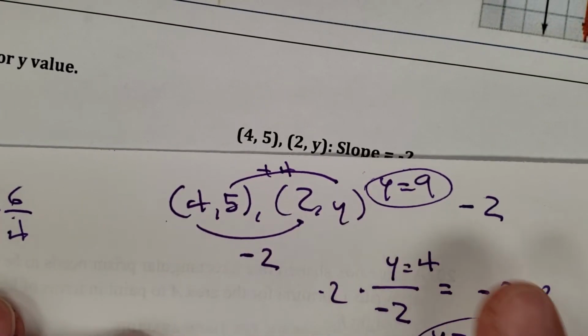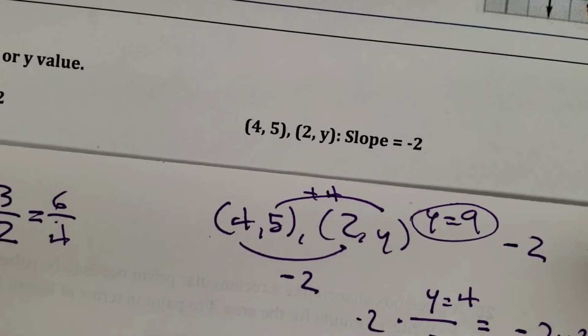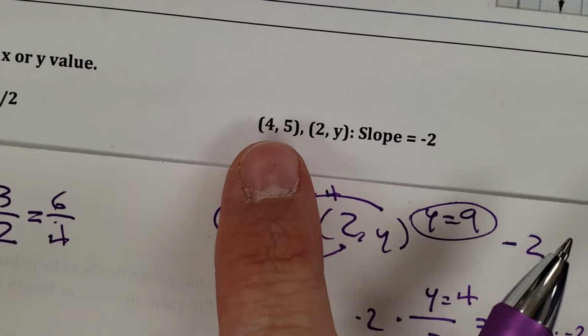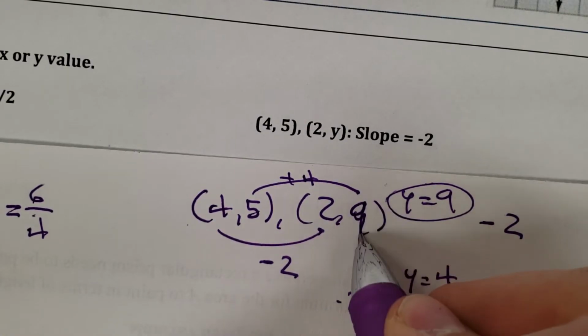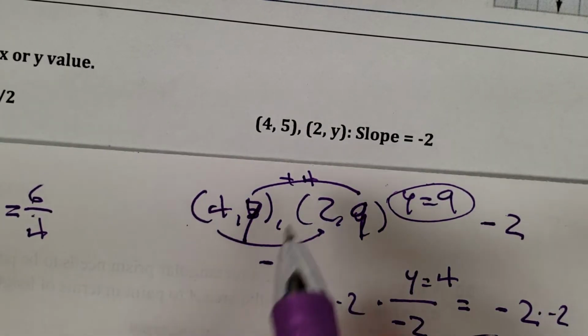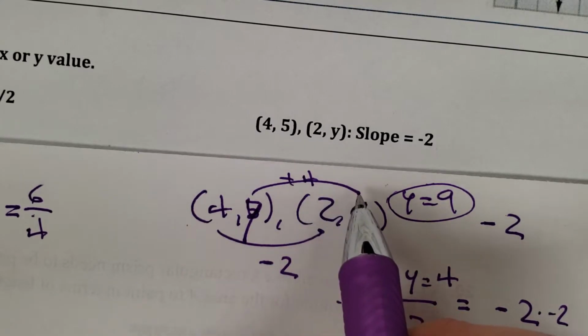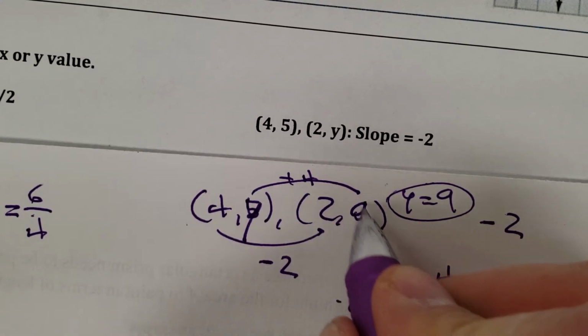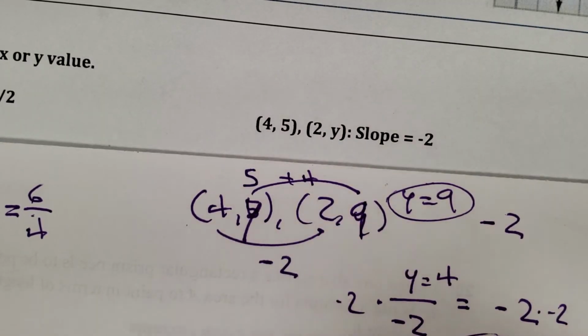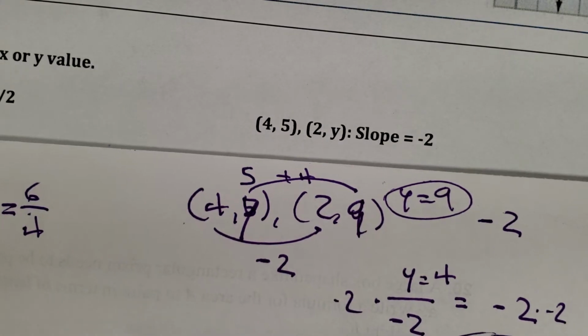Now, I don't have one where the first coordinate point is missing. All you would do is, if it was vice versa, let's pretend this was 9 and this was y, and you found out the change is +4 going this way, you would just reverse it. 9 minus 4 would be 5. So if you have to go backwards, then you literally just go backwards mathematically.